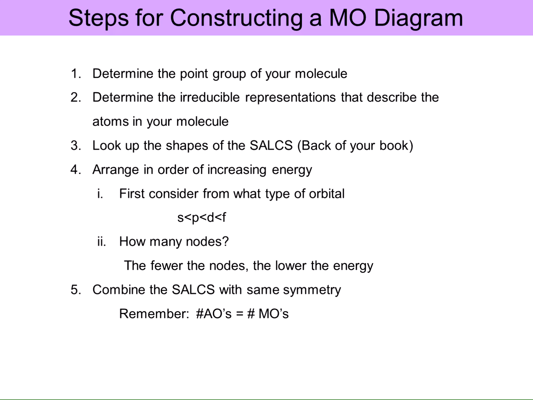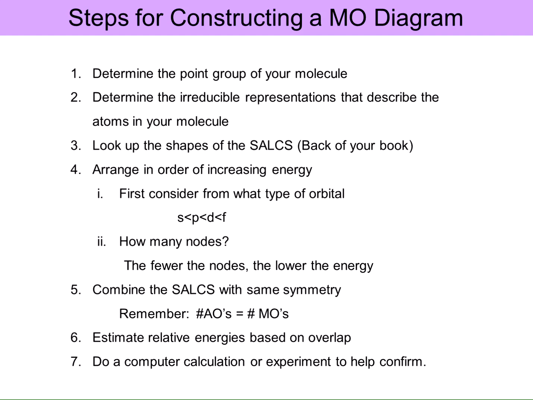Then you're going to combine the SALCs with the same symmetry. So remember, the number of atomic orbitals has to equal the number of molecular orbitals that you create once you combine the atomic orbitals. Then you're going to estimate the relative energies based on the overlap. Finally, you want to do a computer calculation or experiment to help confirm your molecular orbital diagram. Because without experimentation, molecular orbital theory really is meaningless. So you have to validate the calculations that you do.